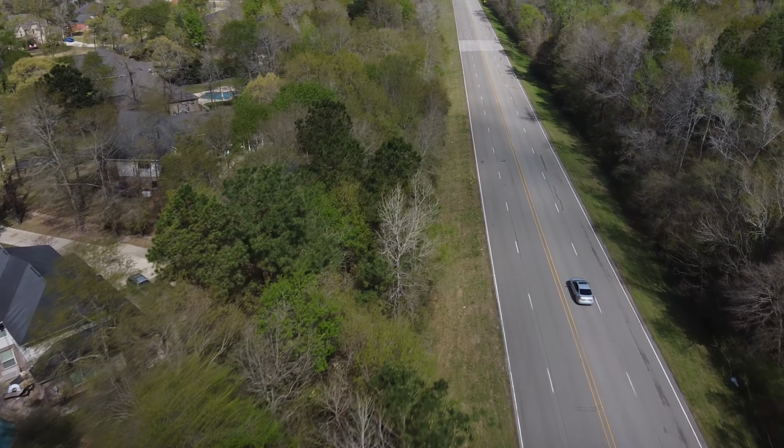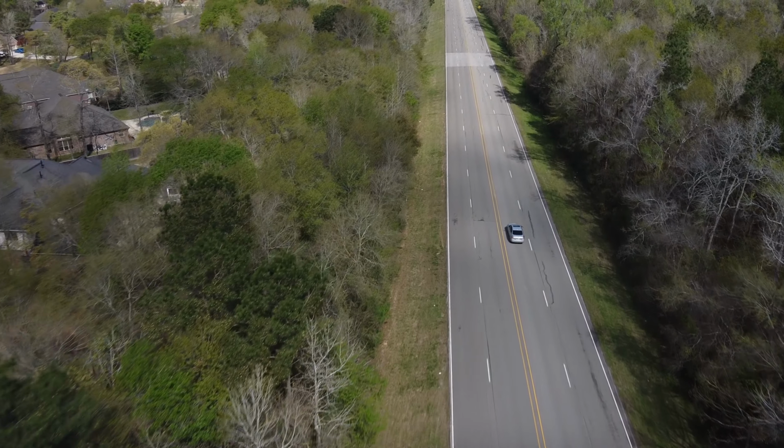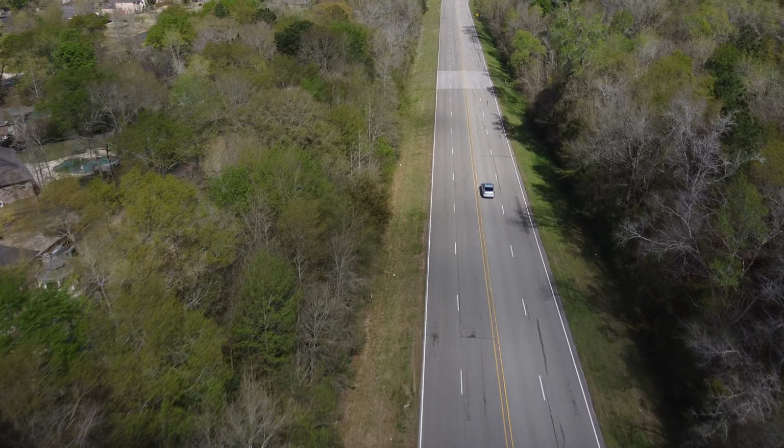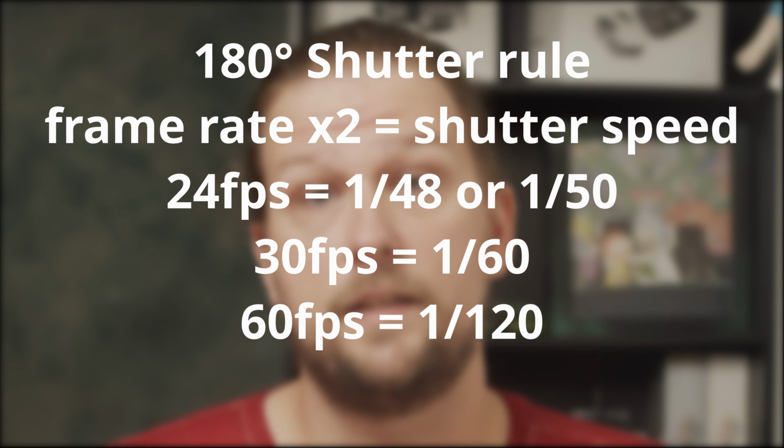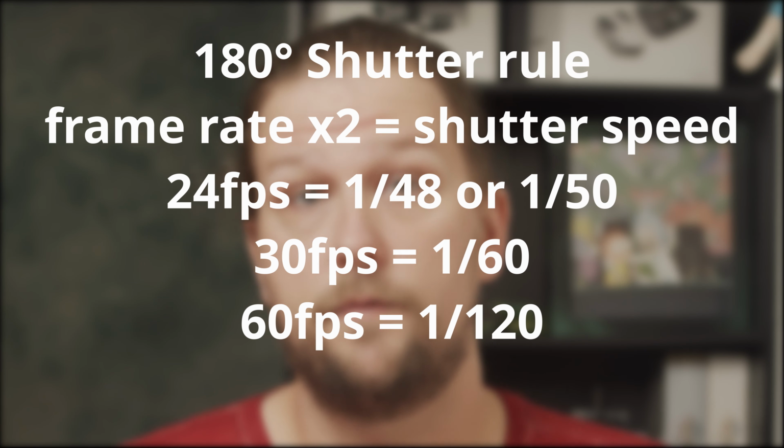For ND filters, it's mostly for video, and the point is to slow down the automatic shutter speeds on the Mini in order to expose video in accordance with the 180-degree shutter rule. If you're not familiar with the 180-degree shutter rule, what it means is that the shutter speed should be set to double the frame rate for the motion to look cinematic.